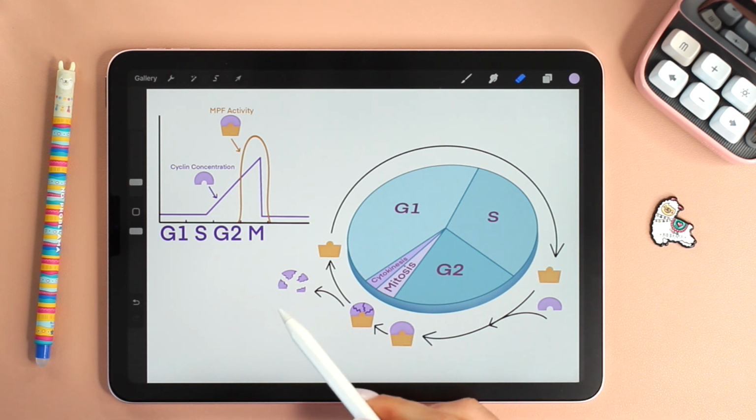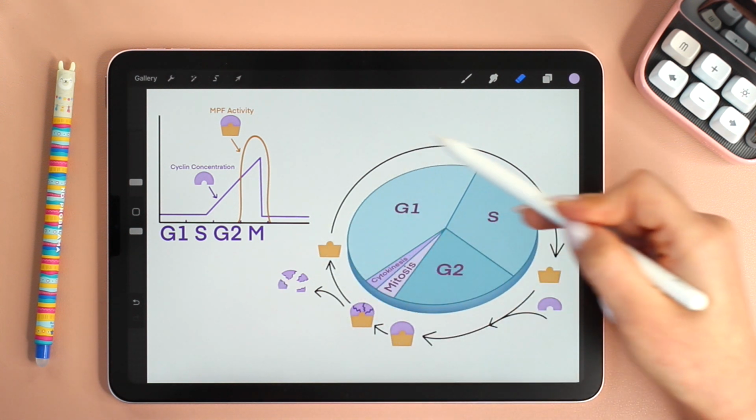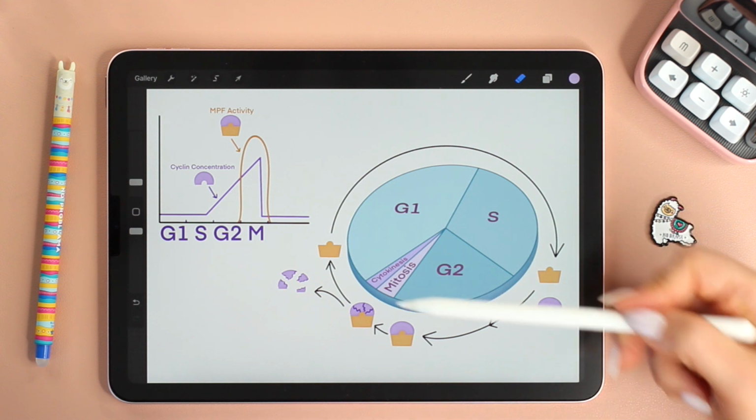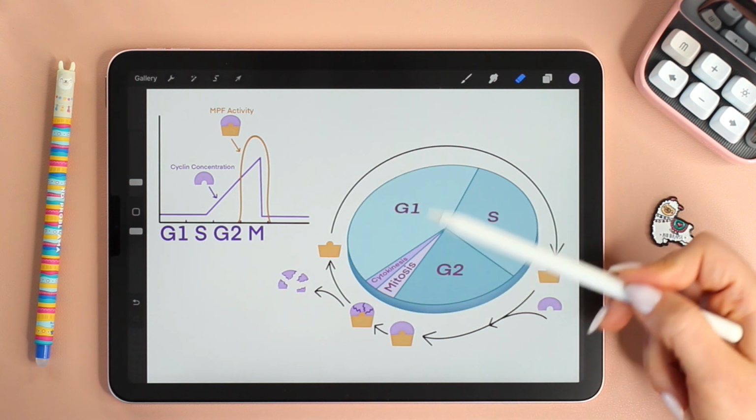In anaphase, the cyclin of the MPF is degraded, and the kinase is released, and it is recycled. In the absence of the MPF complex, the cell terminates the M phase, and it goes into the G1 phase.